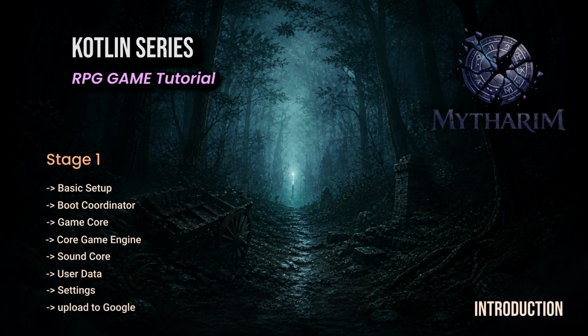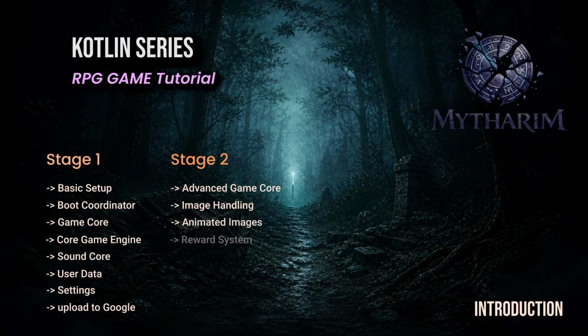Stage 2, Improvement in Systems. Now we improve the game engine. Performance and responsiveness become critical. Then we focus on image handling, preloading, optimization, and working with larger assets. This is also where we start using animated WebP more heavily, and the game begins to look significantly better.